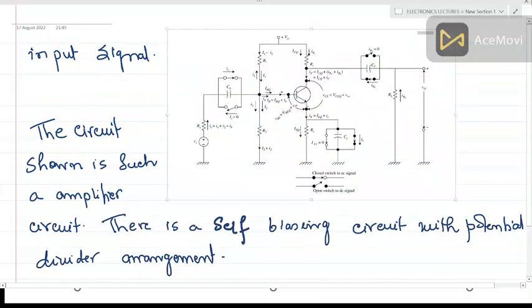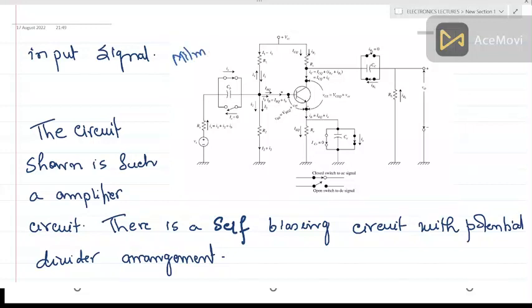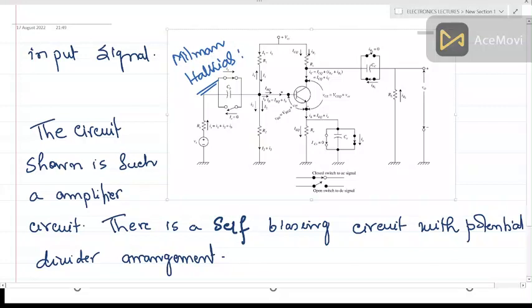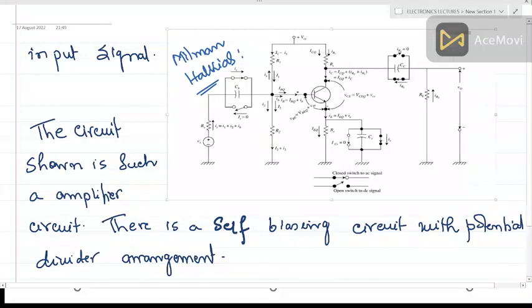You can find this circuit in the book by Millman and Halkias. And they have explained the things very well, but I will suggest you to go for some Indian author book first, because there are many technical terms that you may find difficult to understand. For the timing, we will use this circuit to understand our analysis.